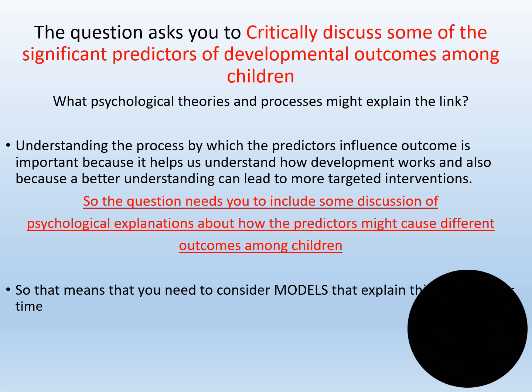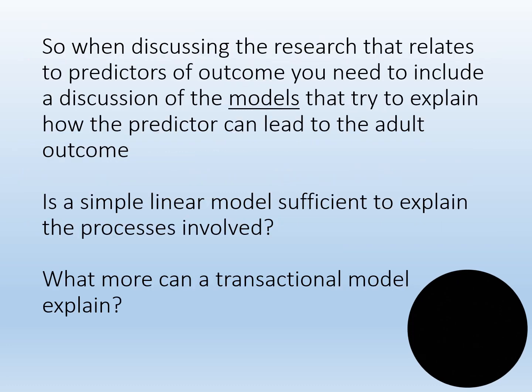So you do need to consider some of the psychological explanations about how a predictor might cause different outcomes among children. And what that means is that you need to bring in some discussion of models that explain that over time. Now, I'll go into more detail on that in the tutorial, but models help us to understand how one thing can result in a certain outcome. Sometimes it could be a straightforward, simple, linear model. So insecure attachment leads straight to a poor outcome, whereas transactional models are a more involved explanation because they're looking at interactions over time and how they build together. Okay, so that's the sort of thing that we mean when we talk about models.